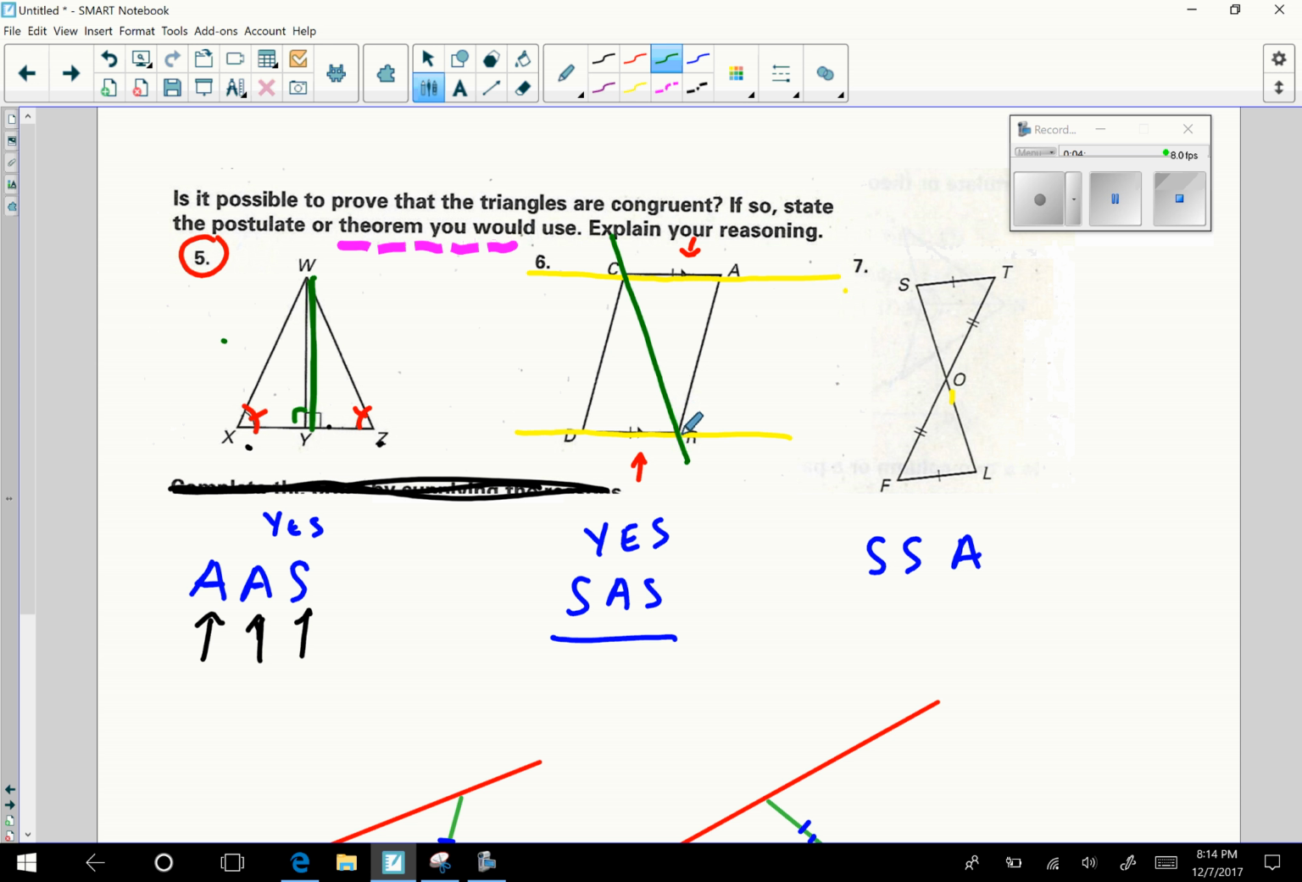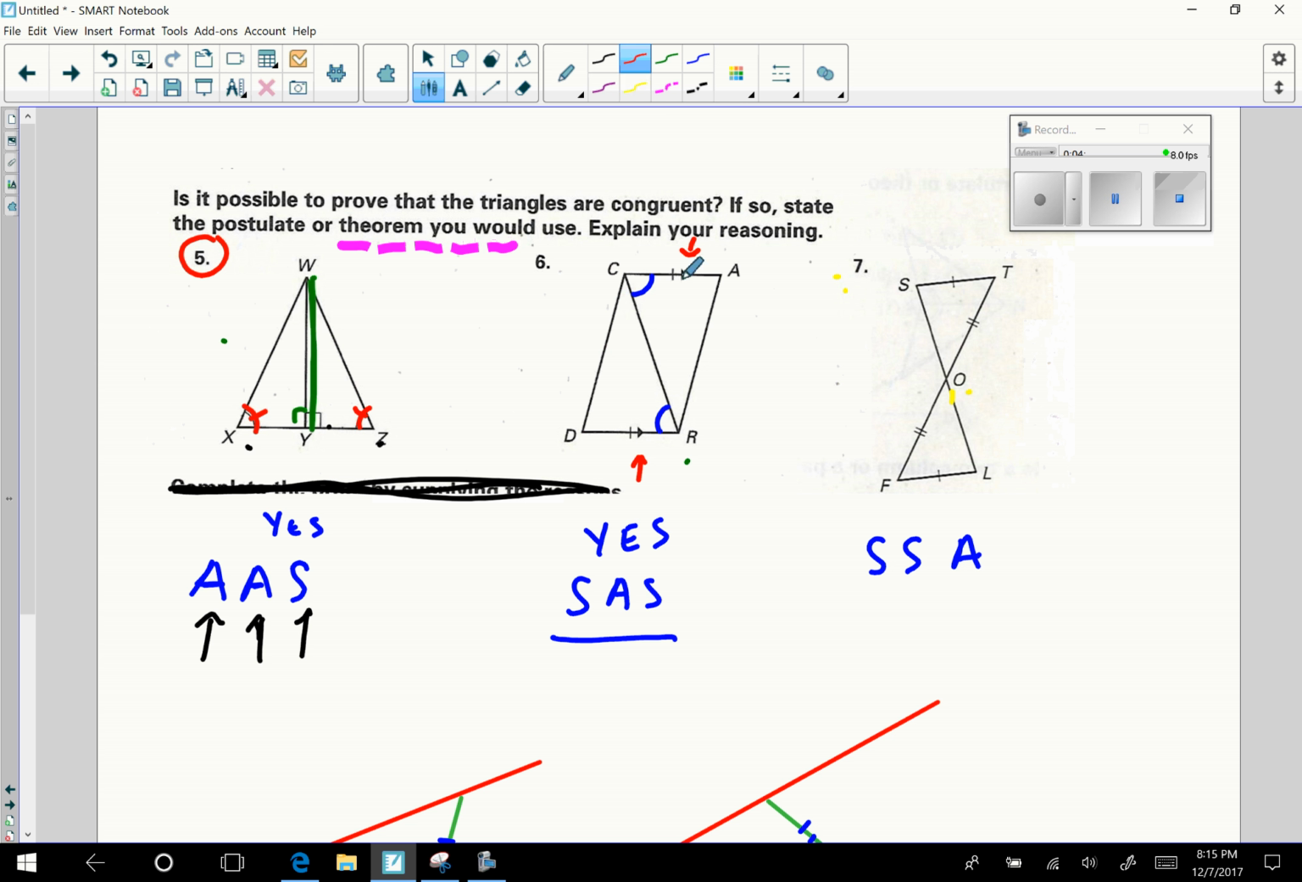What do I know about two parallel lines cut by a transversal? I know that the alternate interior angles are congruent. So I know those two angles are congruent. I'm going to clean my diagram up and say, yes, indeed, these angles are congruent because of the discussion that we just had, because of alternate interior angles.